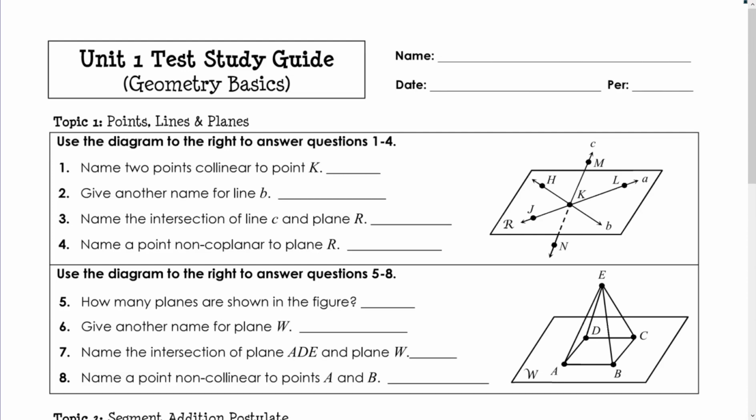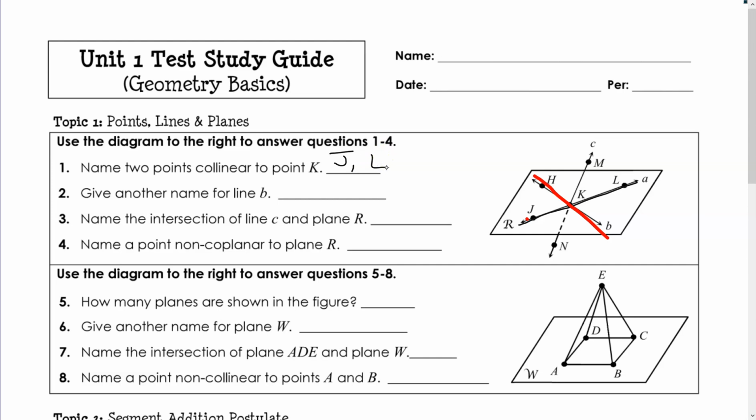So when we look at this diagram, number 1 says name 2 points that are collinear to point K. If you look at K, notice that it's on this line here, and it's also on this line. So we can say that H is collinear to K, and J is technically collinear to K, but on a different line. So to be safe, I'd probably choose 2 points that are on the same line. Also, M and N are also collinear to K, so you have lots of options. So I'm just going to go with J and L because they're on the same line and they're on top of the plane. So J and L.